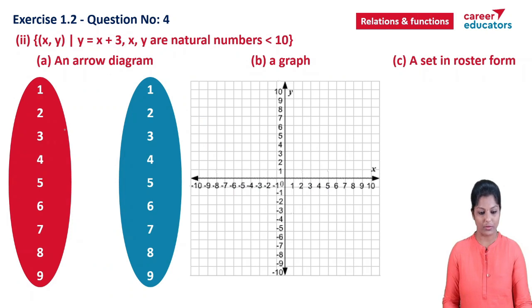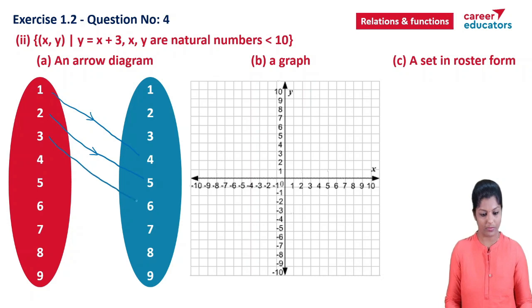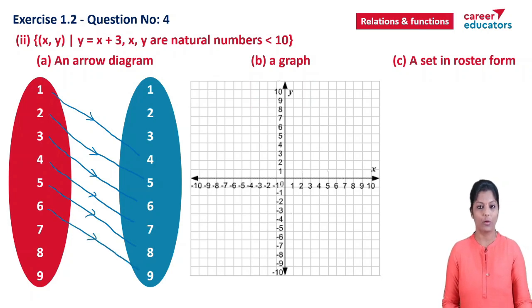Write all the elements of x here, write all the elements of y here. Next we have to relate 1 to 4, 2 to 5, 3 to 6, 4 to 7, 5 to 8, 6 to 9. Now we have represented the relation by arrow diagram.